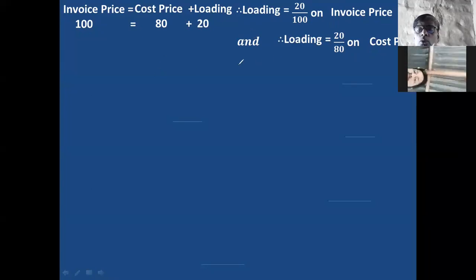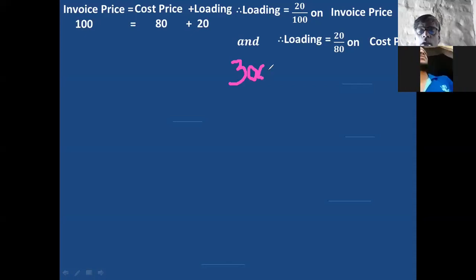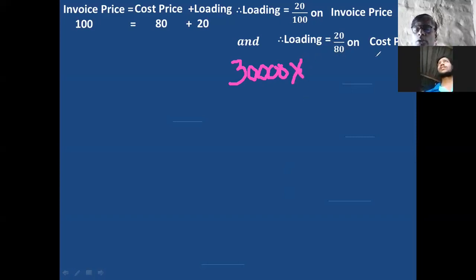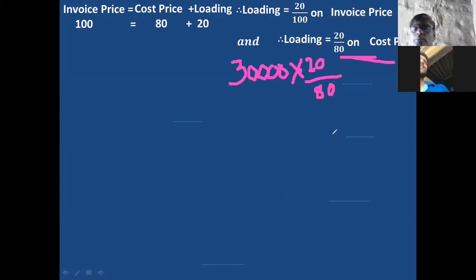Closing stock value. Closing stock value in your problem is 30,000. This is the closing stock value given in the problem. And this is cost. For this, you apply this equation. That is 20 divided by 80. 20 by 80 is equal to what is the answer? 30,000 into 20 by 80.